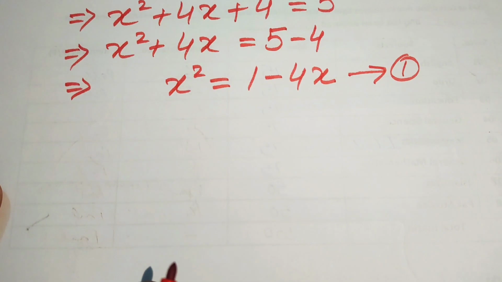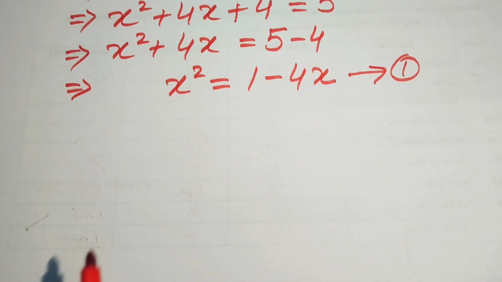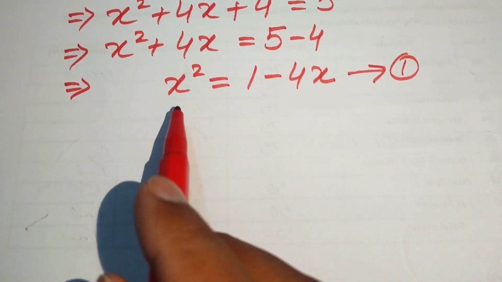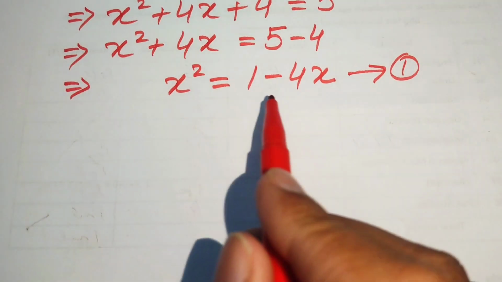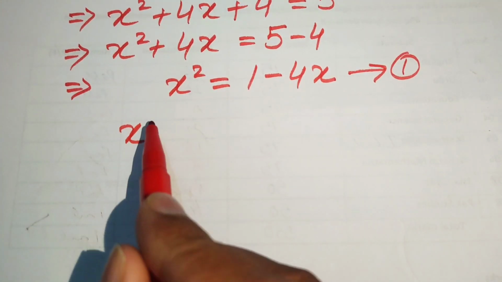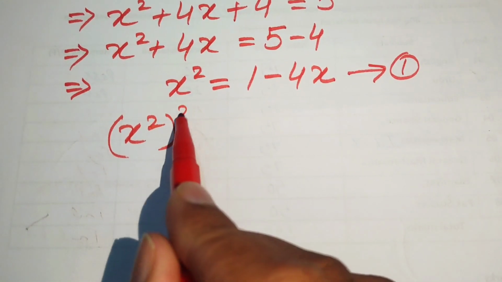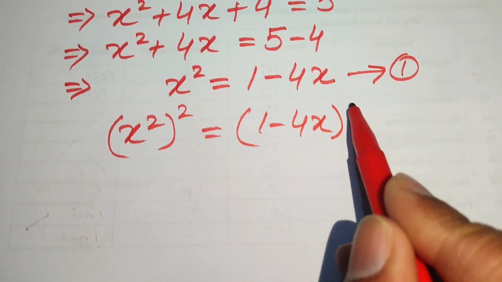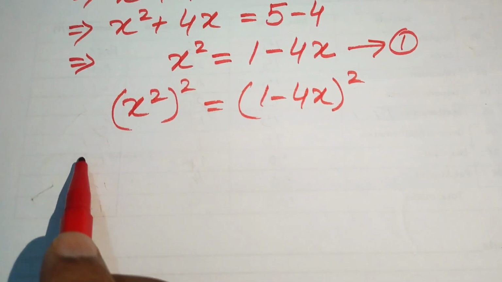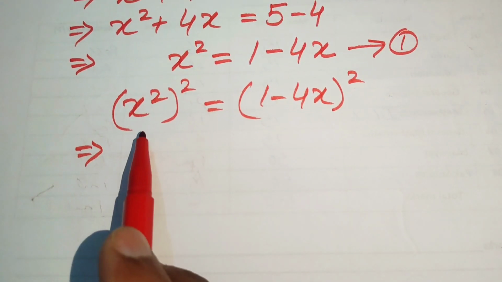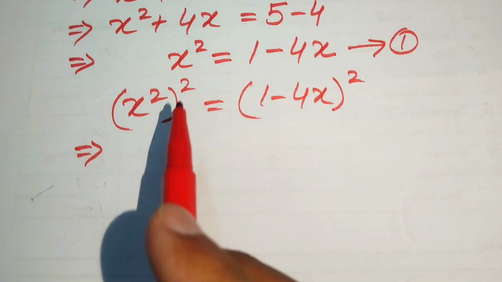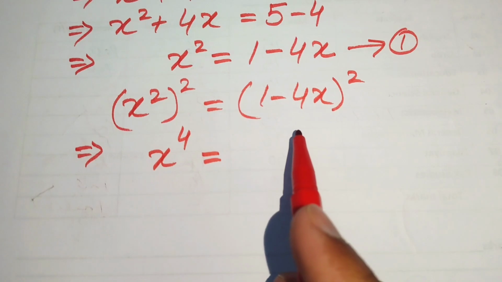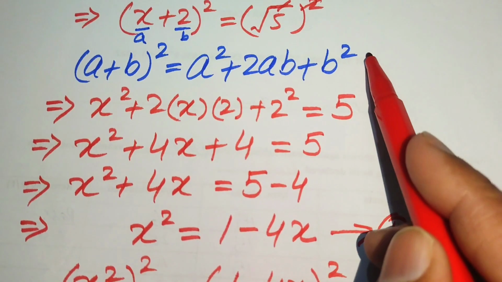In order to find the value of x to the power of 8, we need to use the value of x squared again and again. So first we take squares on both sides of this equation. It is written as (x squared) whole squared equals (1 minus 4x) whole squared. After this step, in the left hand side we have x squared whole squared, which becomes x to the power of 4. And in the right hand side we again apply this formula.